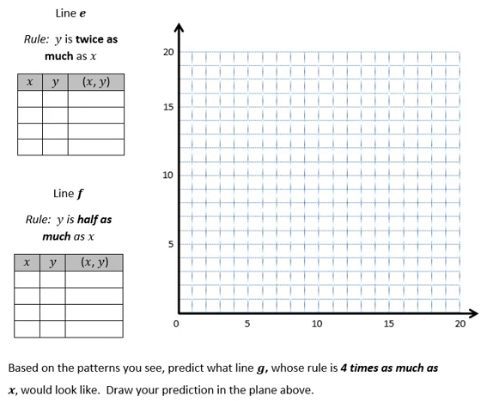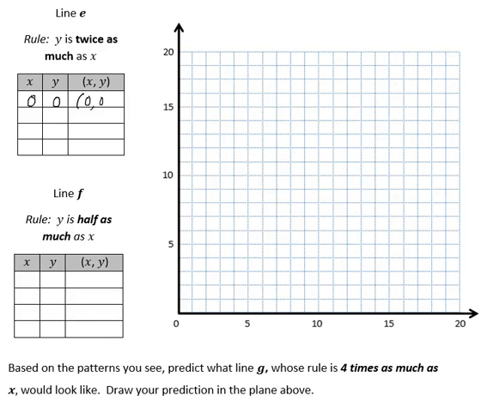Here's another example. This time my rule is that y is twice as much as x, and I'm going to provide both the x and the y coordinates. So if I started with an x coordinate of 0, well, 2 times 0 would still be 0. So my ordered pair would start at 0, 0.